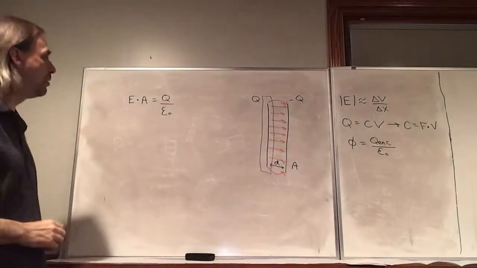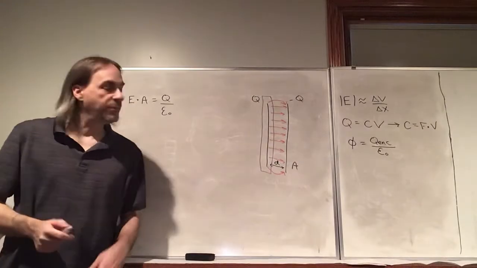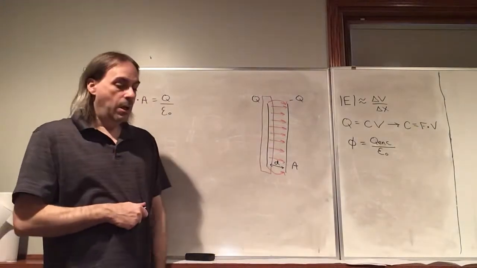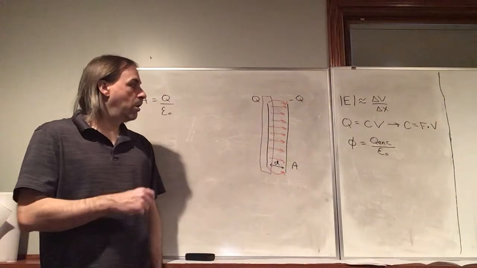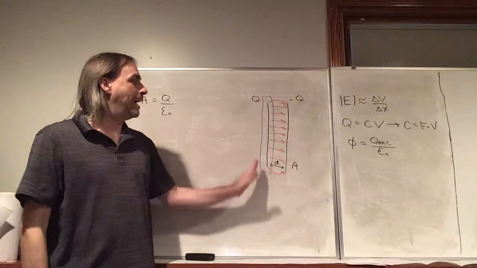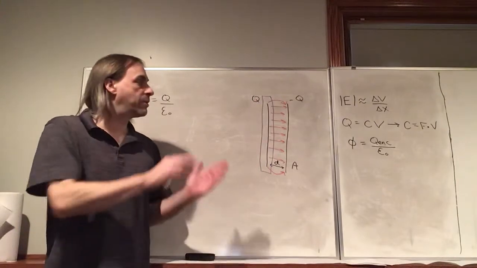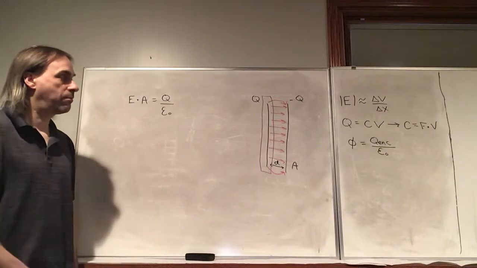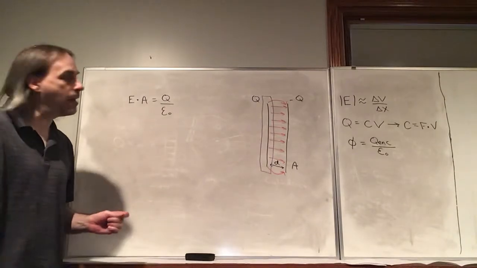Which is equal to Q over epsilon naught. So again, just a reminder, to use Gauss's law, we have to calculate the flux through, say this is a rectangular box. It has to be an enclosed surface, so it has 6 sides. So we have to calculate the flux through all the sides and add them up.